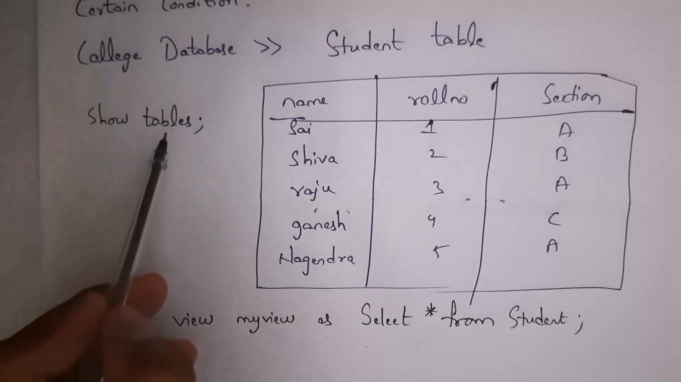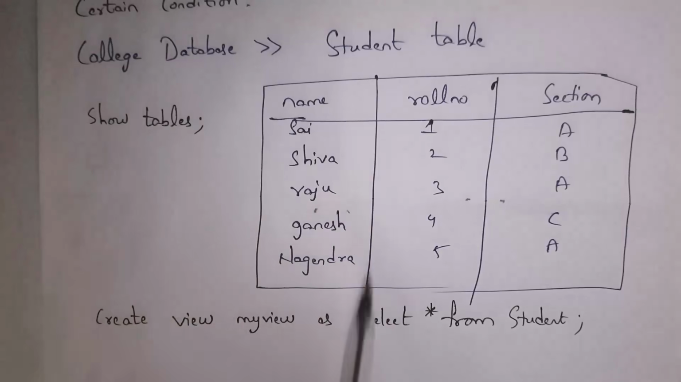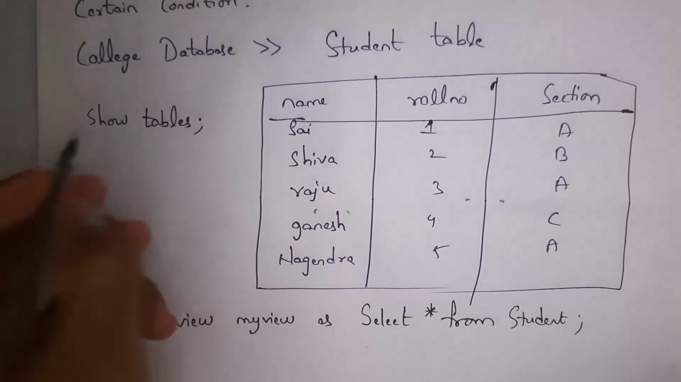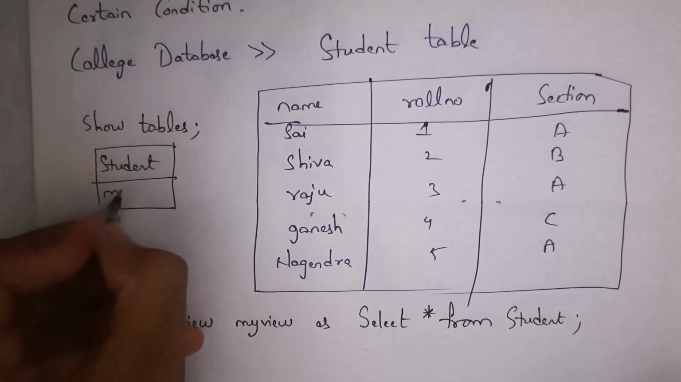Whenever you write show tables, it will display all the tables which are present in the database. There are 2 tables in the database. So whenever I write this code and click enter, it will display 2 tables. They are the student table and the next one is my view table.